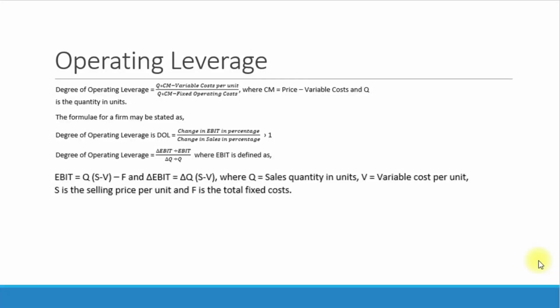Operating leverage. Operating leverage is defined as the firm's ability to use fixed operating costs so that the effects of changes in sales on its earnings before interest and tax are magnified. Please note EBIT is earnings before interest and tax.